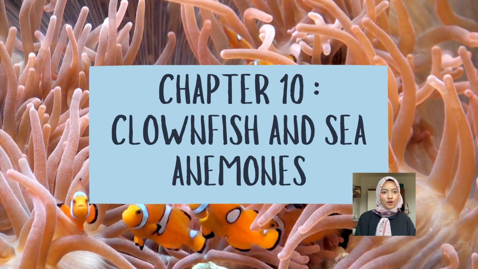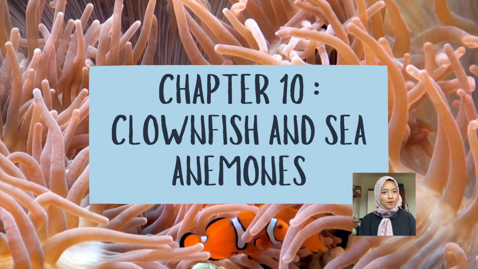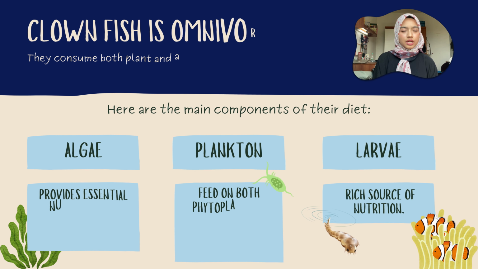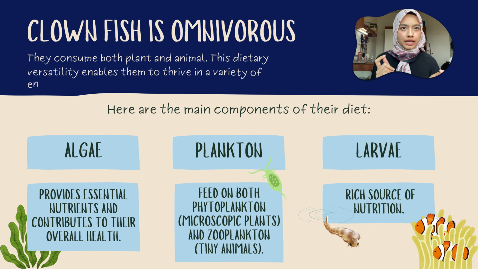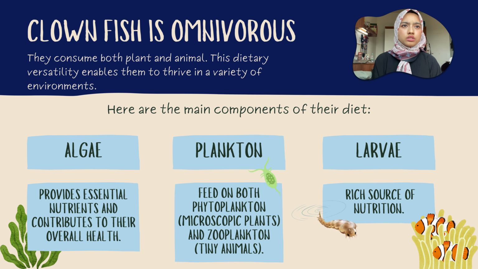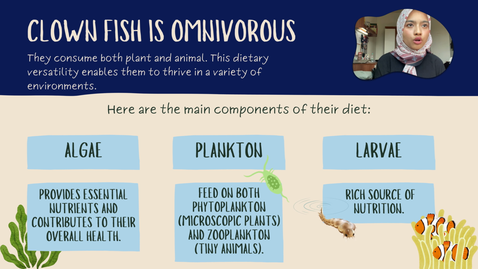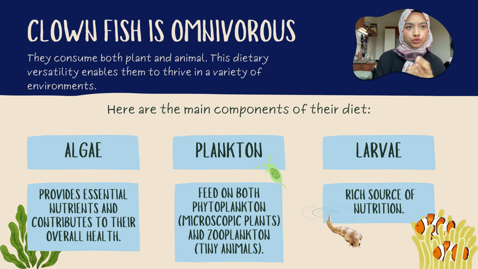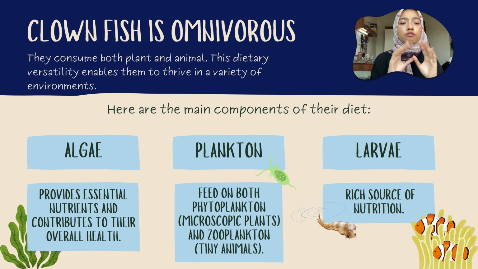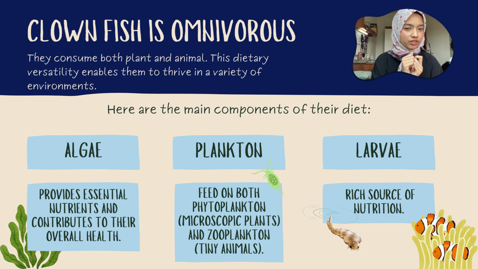Now, let's move on to our chosen species, which is clownfish and anemone. So basically, for your information, clownfish is omnivorous. They primarily feed on algae and plankton, but also consume small invertebrates such as zooplankton and various types of small larvae. Algae give them essential nutrients and contribute to their overall health, while plankton is a crucial part of the diet, especially for juvenile clownfish.